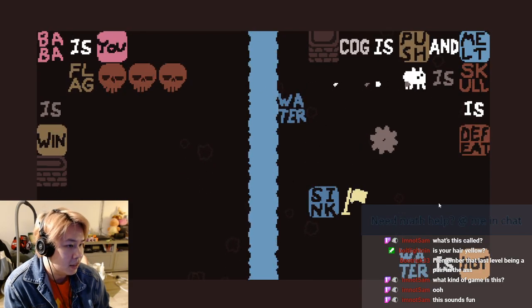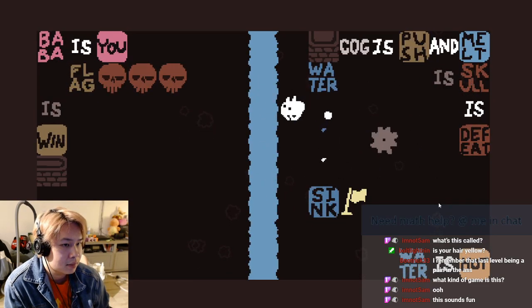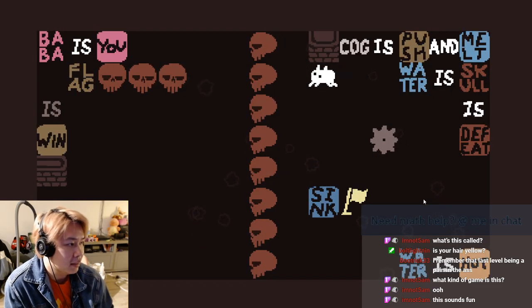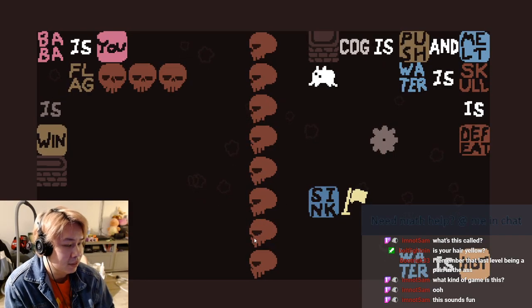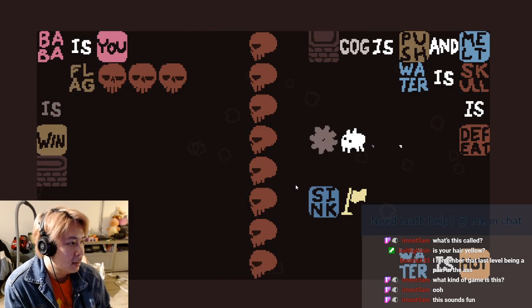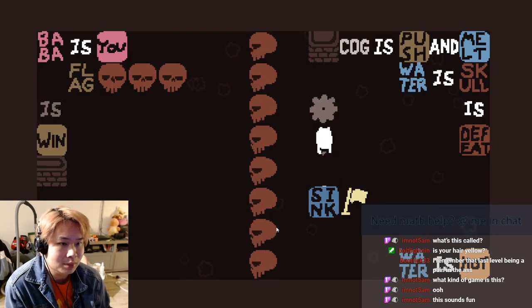I could also do something funny, like water is skull. So that means that now all the water skulls... well, actually this might work, because then the cog isn't gonna melt, because only water's hot, but now I don't have water. So maybe this is what I'm supposed to do. So now I can push it across.